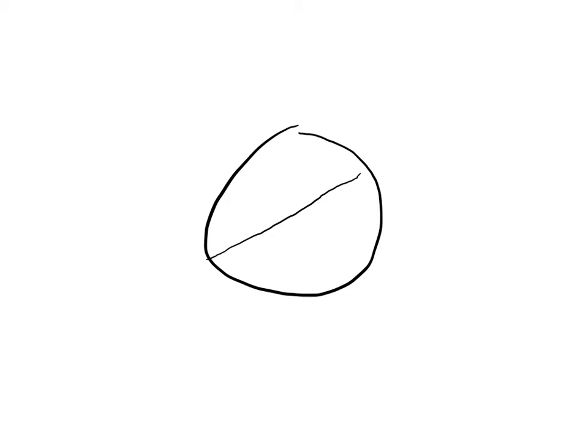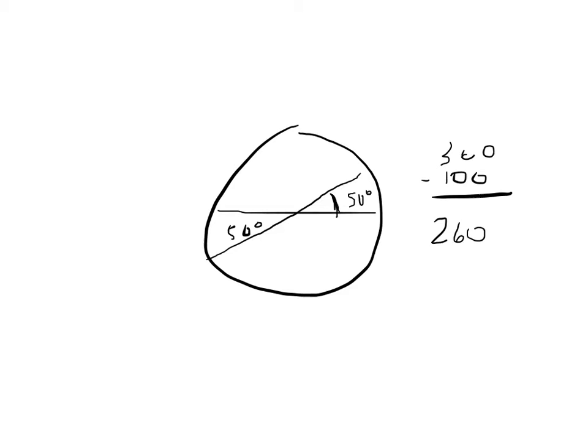So I've got 2 intersecting lines. I know that this is 50. So this is going to be 50. So 50 plus 50, make sure you don't think that's 150 there, is 100. That leaves me 360 minus 100 will be 260. 260 divided by 2, that will be 130. So that means each of these large angles here equals 130 degrees.